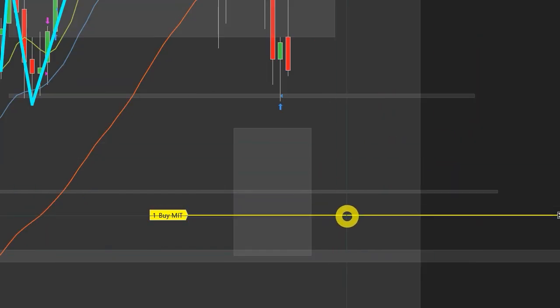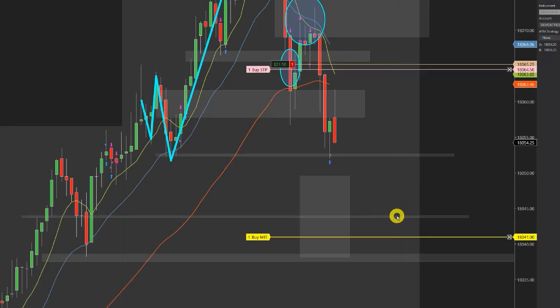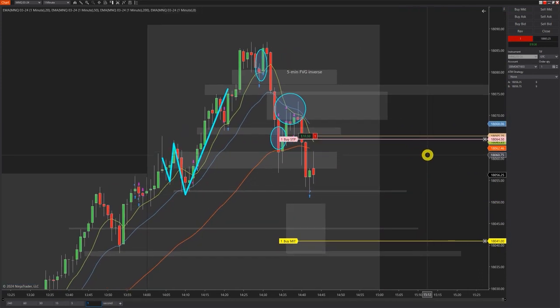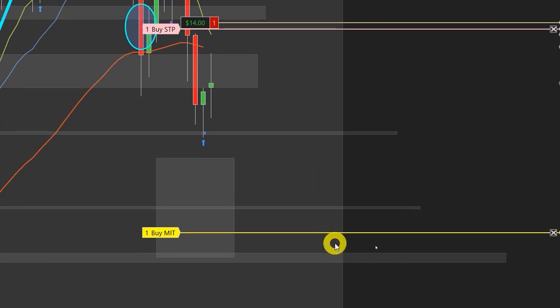But I got it towards the bottom, because what I'll do is I'll just trail my stop down. This is definitely what I was looking for. Now, hopefully it'll keep going down all the way until the end of the session, till 3 o'clock.